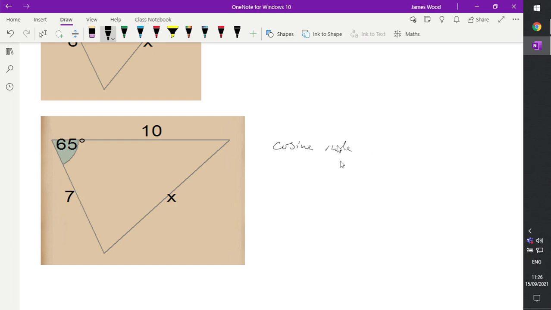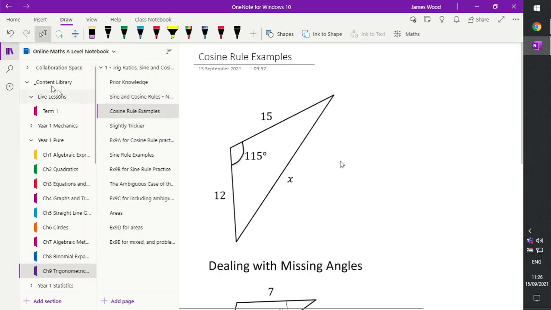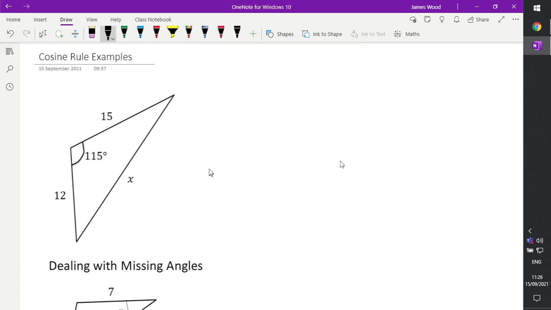Now I'm just going to go over a couple of examples as to how you actually carry out these calculations to work out the sides or the angles. So this is going to be the cosine rule. You can tell because there's three sides and only one angle. Let's write the formula.